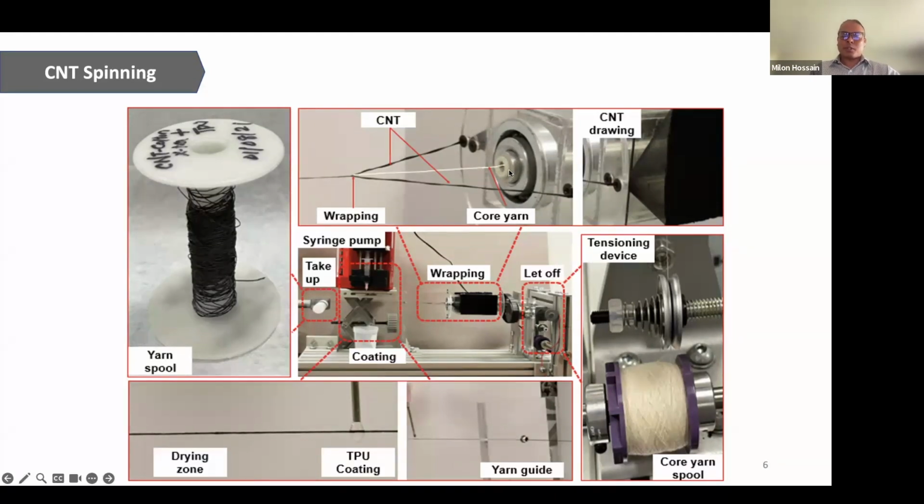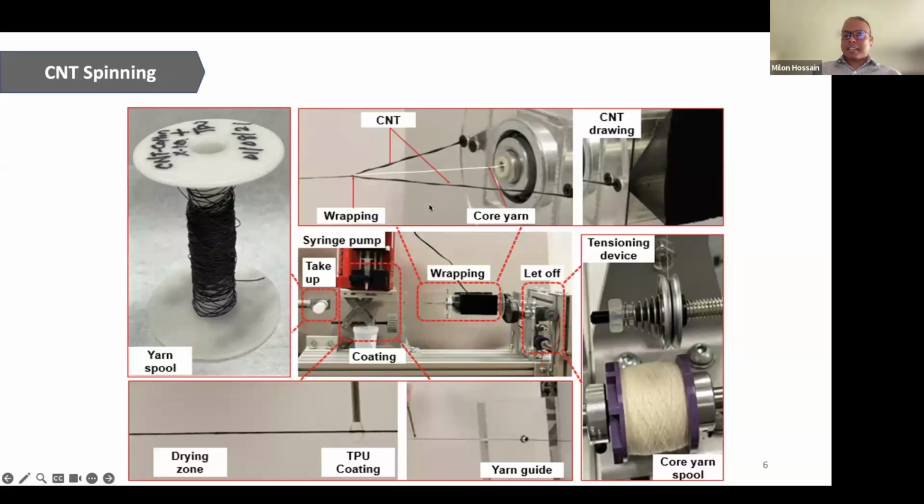You can use any kind of core yarn, traditional yarn like cotton, polyester, or high performance yarn, and then twist them together. The carbon nanotube is nicely wrapped over this core yarn. It gives you two things. One is that it increases the diameter for textile processing, because typically a cotton fiber has a diameter around 200 micron. You cannot process a carbon nanotube with 30 to 40 micron, because whether you try to knit it or weave it, it's very difficult.